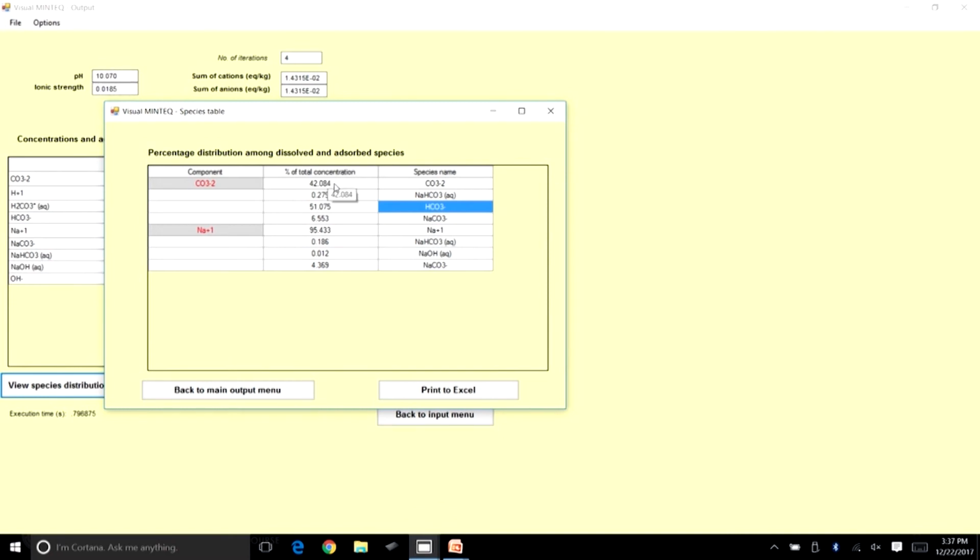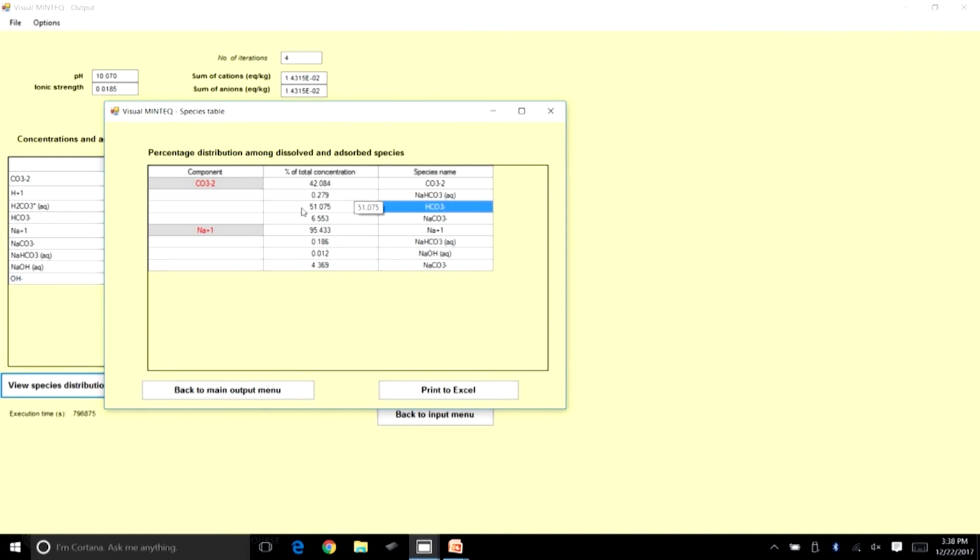So it looks like 42% is present as CO3 2 minus, right, and 51% is present as HCO3 minus, and one particular species that we missed was NaCO3. I believe that the Ka value for this, or the equilibrium constant for this, would be relatively less or negligible, but that seems to be a minor error there, or minor assumption that should not have been taken. So anyhow, VMINTEQ confirms this, so that we have 42% as CO3 2 minus and 51% as HCO3 minus.